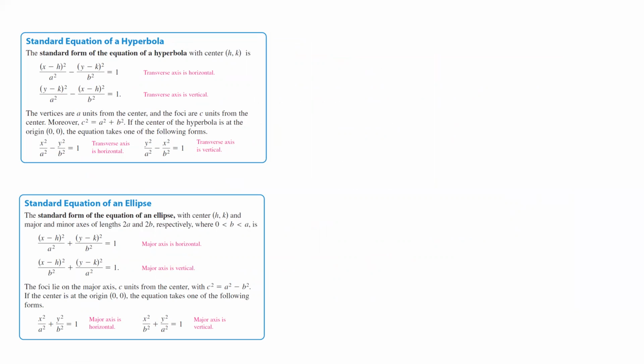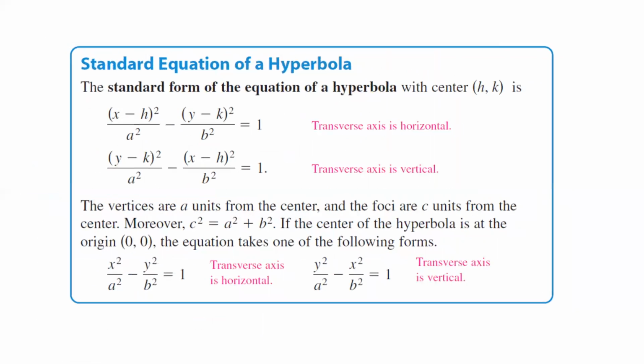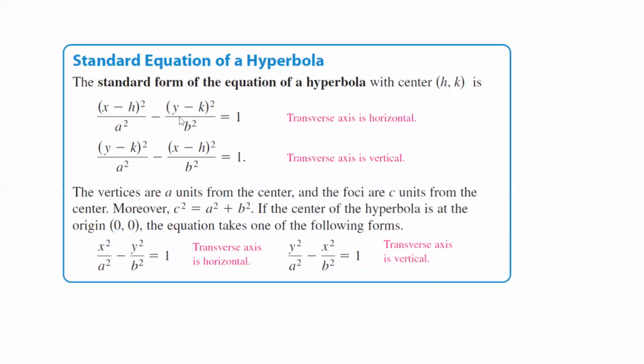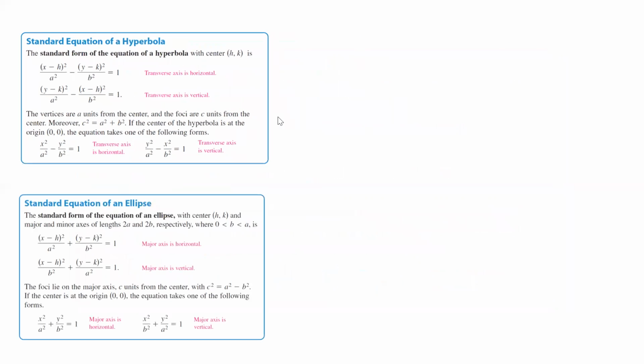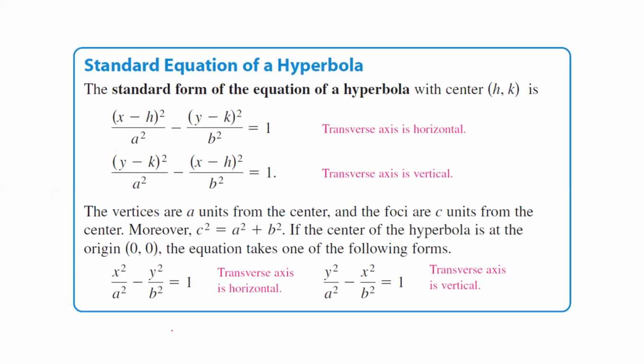We good? That's one thing that has changed. So the first thing that's changed is the minus sign. The second thing that's changed is, notice on the ellipses, if you look back to your ellipse formulas, we never switched the x's and the y's. The x's are always here, and the change was which one's bigger. It was a bigger than b, right?